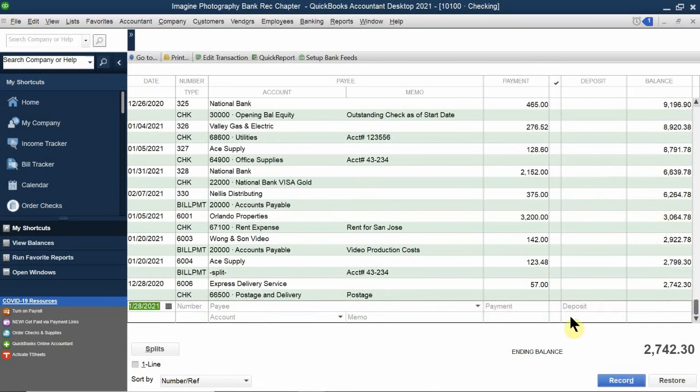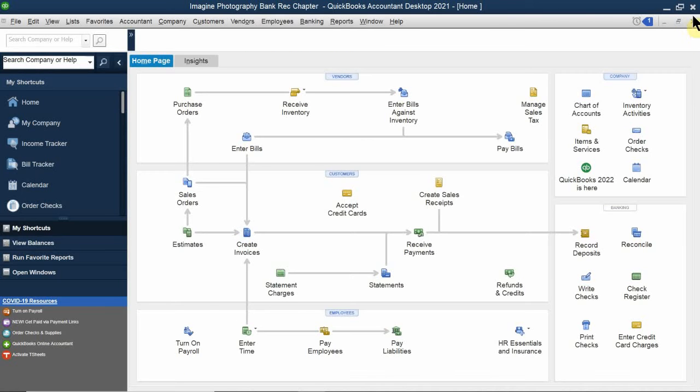Okay. So again, that's it for this section right here.